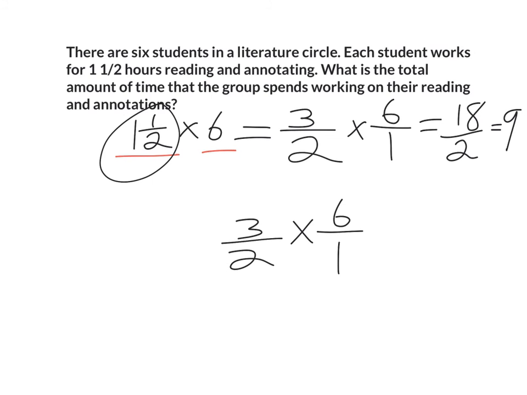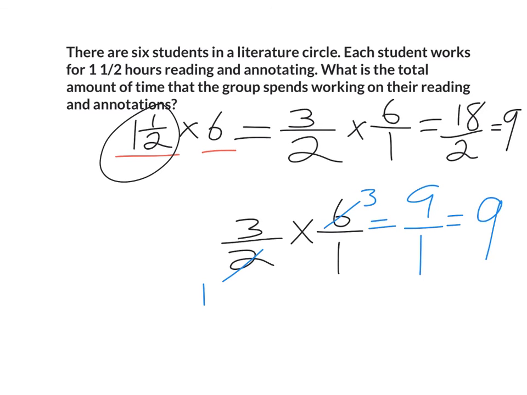If we remember, let's say we have that same equation again, 3 halves times 6 wholes. What we love to do is see if we can simplify before we multiply. And 2 and 6 we can simplify. We can divide both by 2. So we end up with 1 and 3. And now if we multiply, we end up with 9 wholes right away, which is equal to 9.